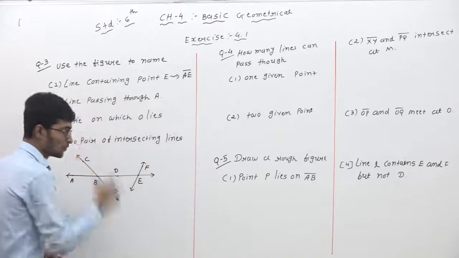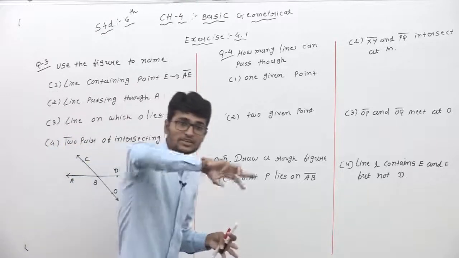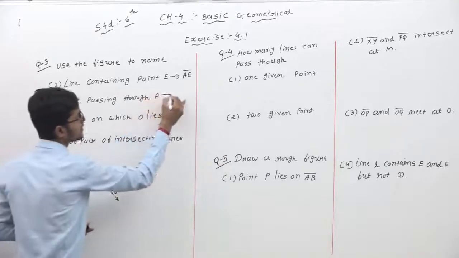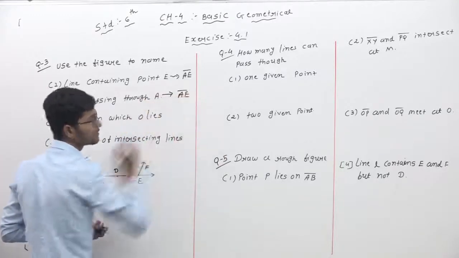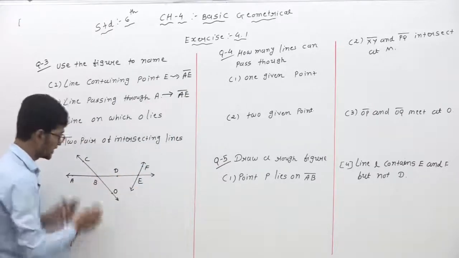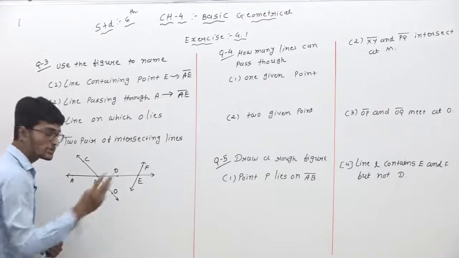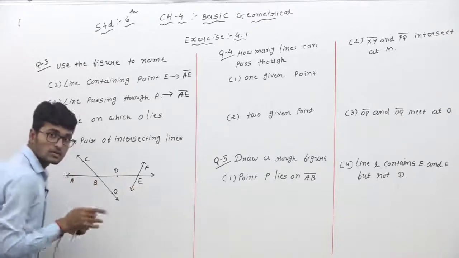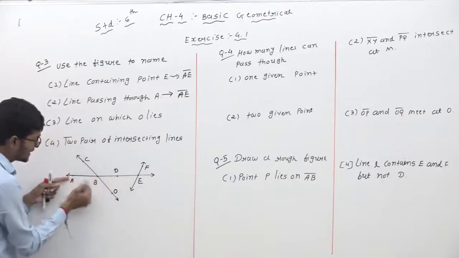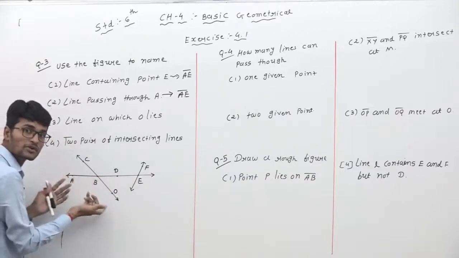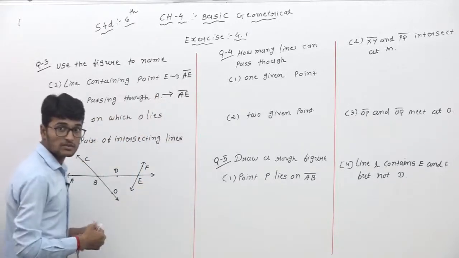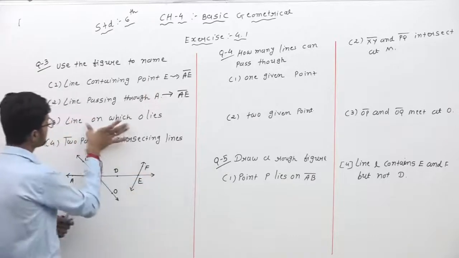Same for the next question: the line passing through A. It means you have to find a line that passes through A. So same, AE. In this question the answer is AE. AE passes through A, DE passes through A, BA passes through A. But we will write only one answer. You can write more answers. Understand?